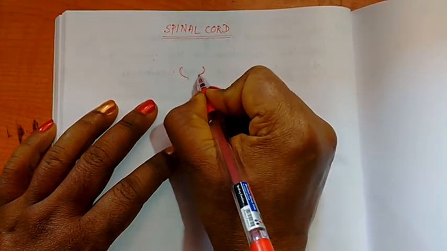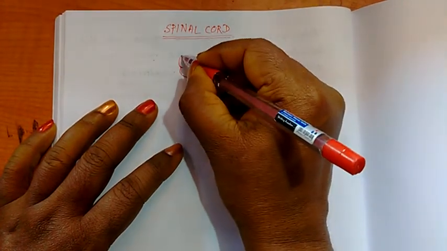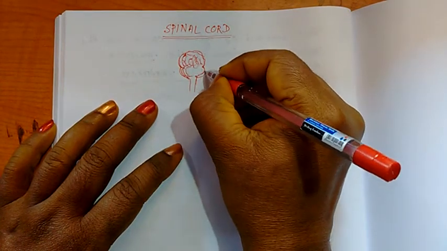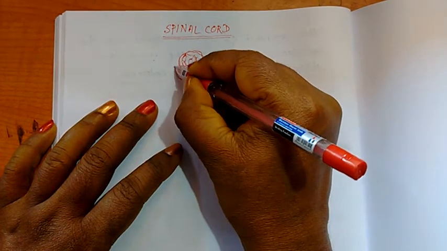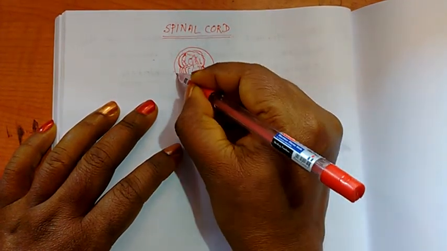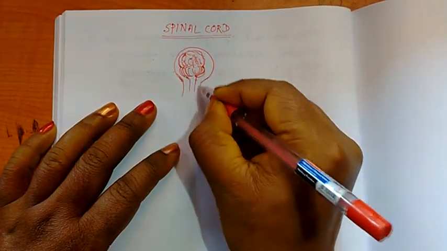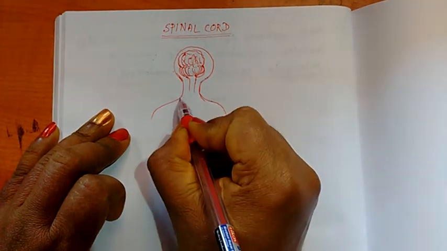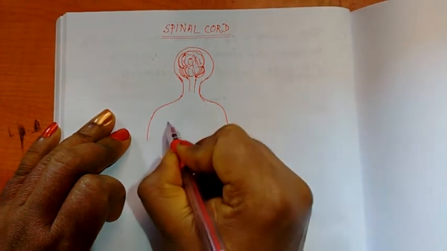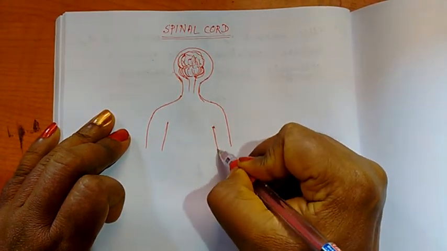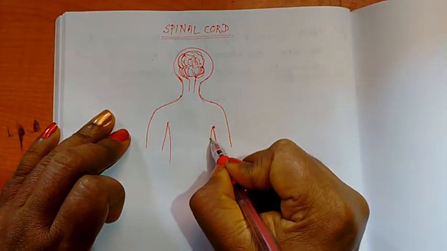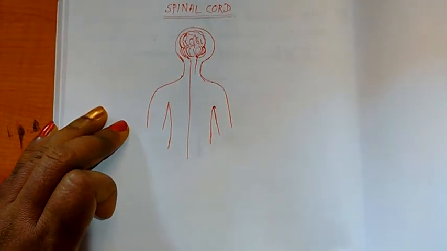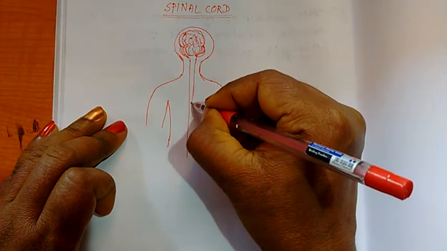This is the brain. From the brain, here this is the human brain. I'm just drawing a rough diagram to show the different parts of the spinal cord in human beings. Here, this is the spinal cord. This is the spinal cord of a human being.